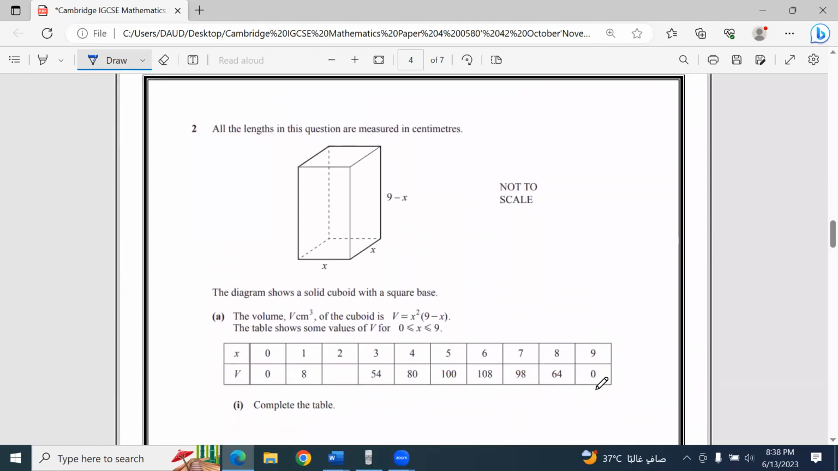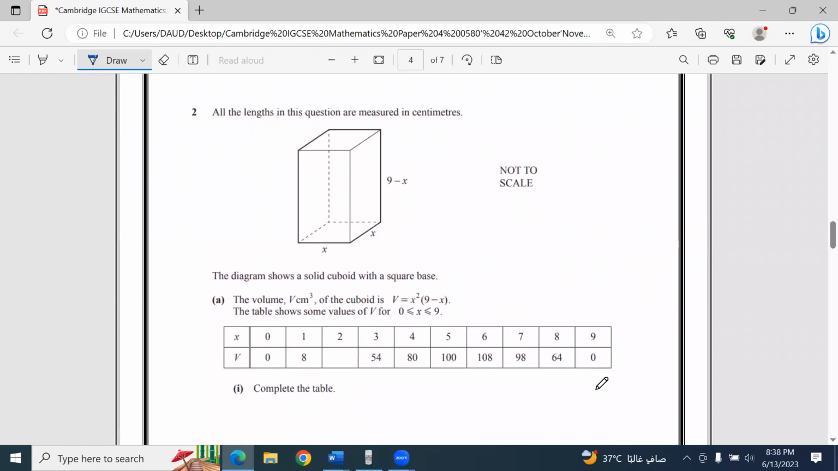Number 2. All the lengths in the question are in centimeters, so basically it is not to scale. The length and width are x and x, and the height is 9 minus x. This is a cuboid. The diagram shows a solid cuboid with a square base. The volume V of the cuboid is x squared, means length times width multiplied by height, 9 minus x. So this is basically volume, and the range of x is 0 to 9.